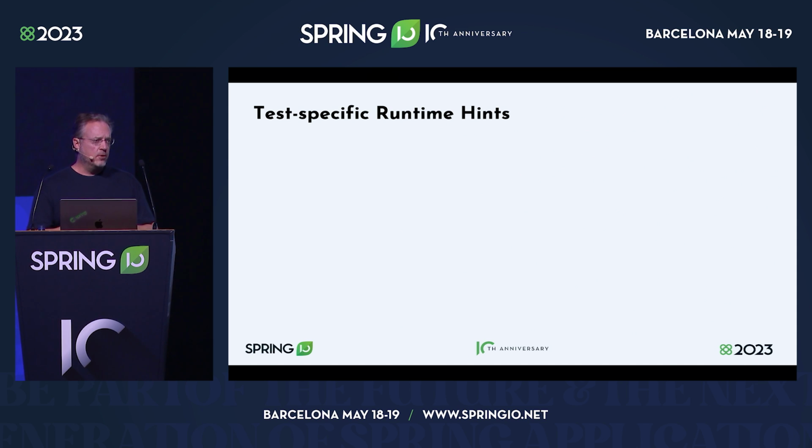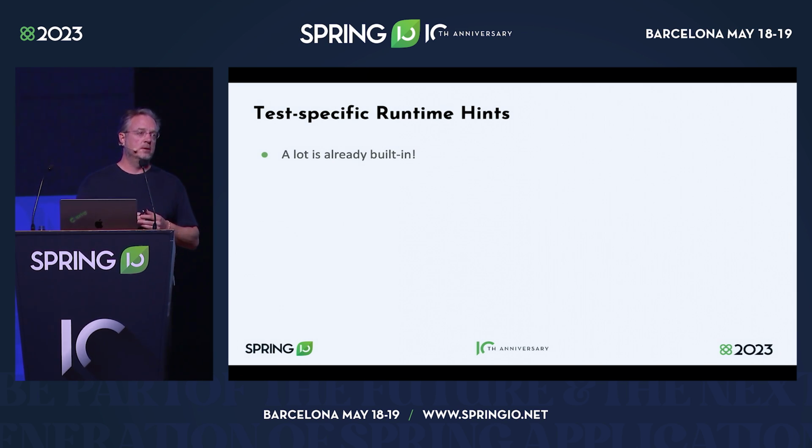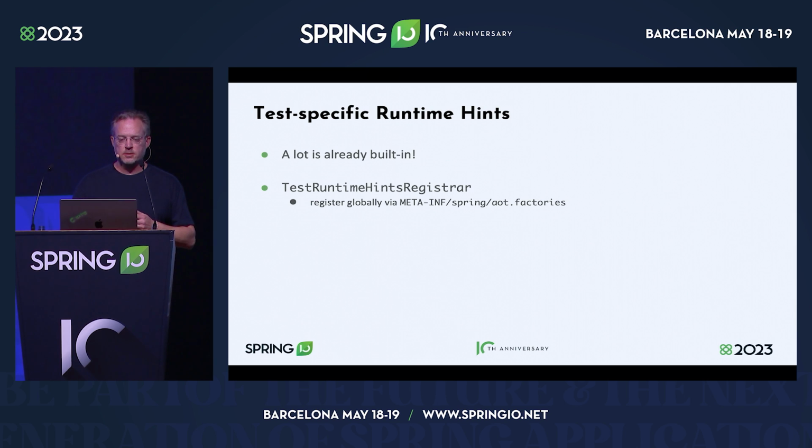Now, runtime hints, you might have heard of that before. Sometimes in a native image, you have to specify that you want to use reflection or you want to have particular resources available, stuff like that. You might need some specific to test as well. Luckily, we've done a lot of that for you. It's just built into the test context framework in Spring Test and Spring Boot as well. But there might be times when you need to add something more.